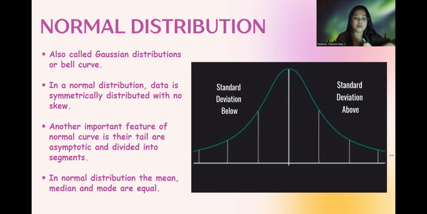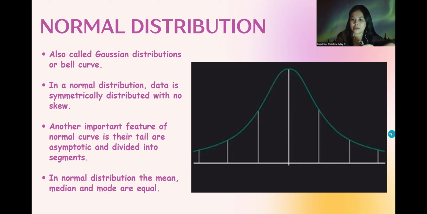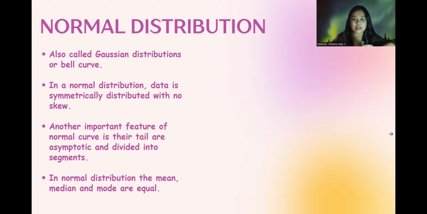So, in a normal distribution, the important thing that we need to understand is that the mean, median, and mode are always at the center. Okay? So let's have the next slide.